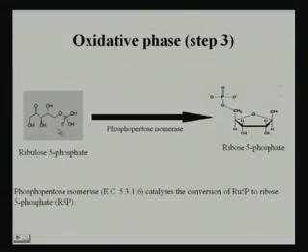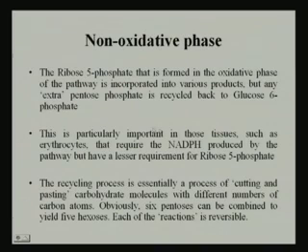When ribulose 5-phosphate is produced, in the presence of the isomerase enzyme, phosphopentose isomerase, this keto pentose sugar is converted to an aldopentose sugar. That means the keto sugar is converted to an aldehydic sugar, ribose 5-phosphate. This ribose 5-phosphate, formed in the oxidative phase of this pathway, is incorporated into various products, but any extra pentose phosphate is recycled back to glucose 6-phosphate.